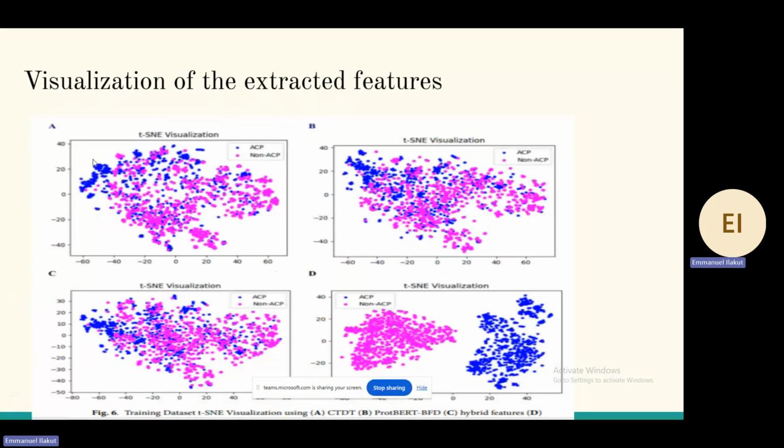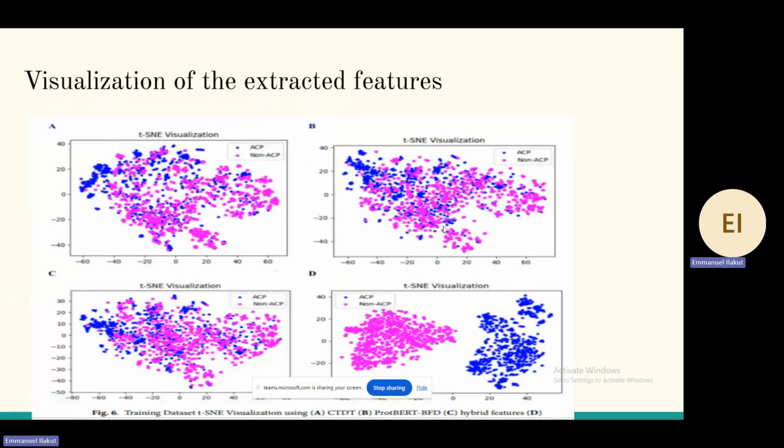So at this point, this is A, B, C, and D. When we employed the probability model, this is how it looked. But yes, when we employed the probability model, this is what we had. And then when we employed the CTD features, we had this.